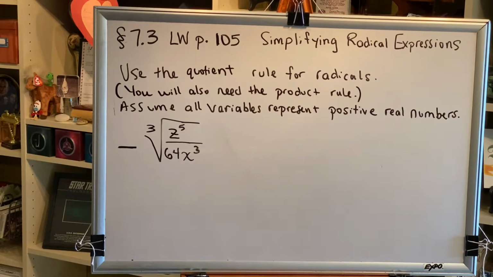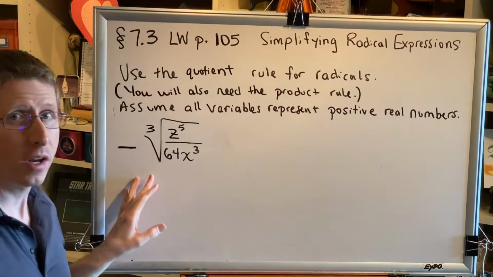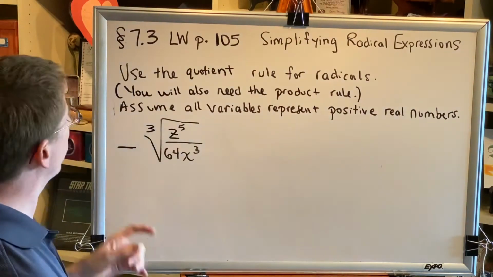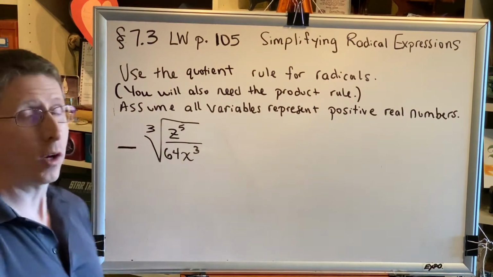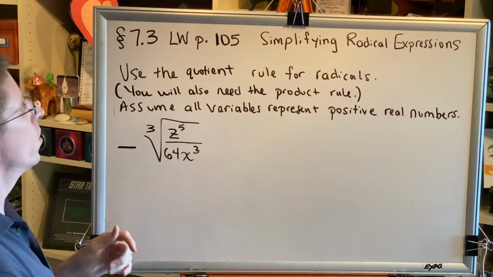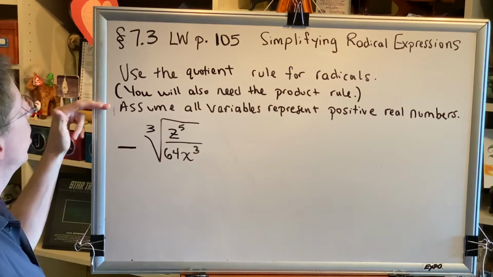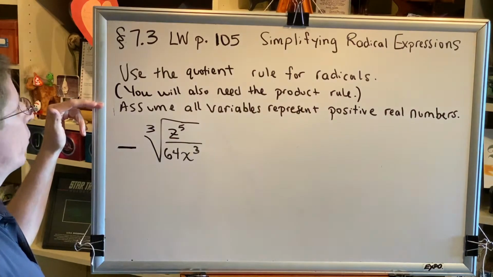Please open in your learning workbook to page 105 as we solve some problems involving the quotient rule for radicals. All right, now that we understand the quotient rule for radicals, we can use it to complete a problem. We will also need the product rule for radicals for this problem, so that's the reason why we learn the product rule first and the quotient rule second. Assume all variables represent positive real numbers.